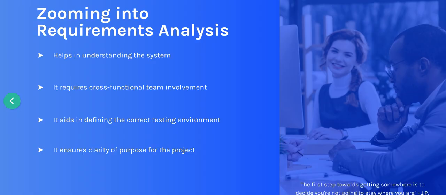Another vital outcome of requirement analysis is that it aids in defining the correct testing environment. By understanding system needs early, the team can set up the most accurate environment for test execution, which leads to more reliable results. And finally, this phase is essential in ensuring clarity of purpose for the project. When the QA team understands exactly what the application should do and why, they can design test cases that are focused, relevant, and high impact. In short, requirement analysis isn't just a step. It's the strategic groundwork that sets the tone for the rest of the testing cycle.